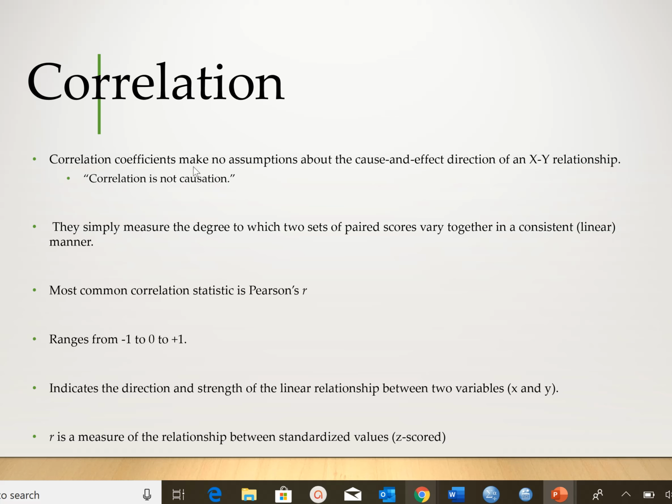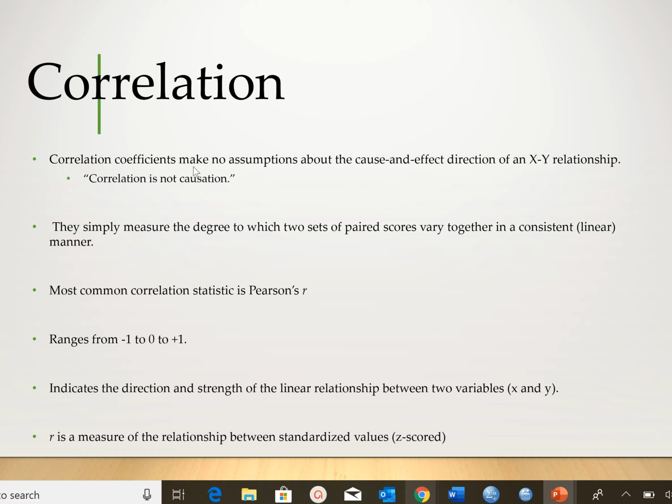So correlations simply measure the degree to which two sets of paired scores vary together in a consistent linear manner. If they don't vary together, then your correlation will be quite low, likely close to zero. As I mentioned, the most common correlation statistic is Pearson's r. Sometimes when you hear correlation, it basically means Pearson's r, although there are alternatives.